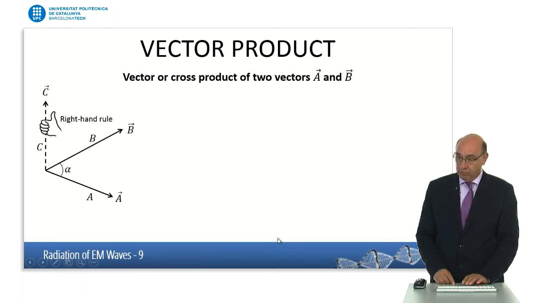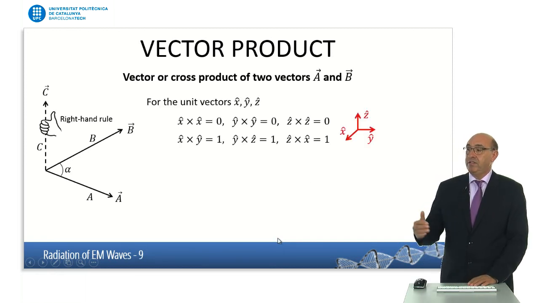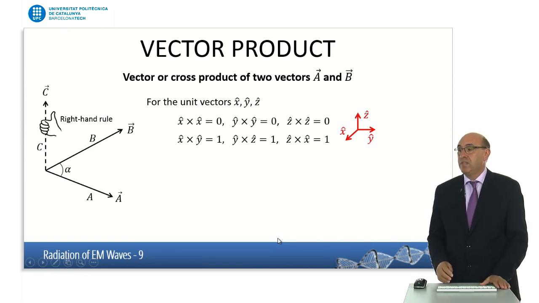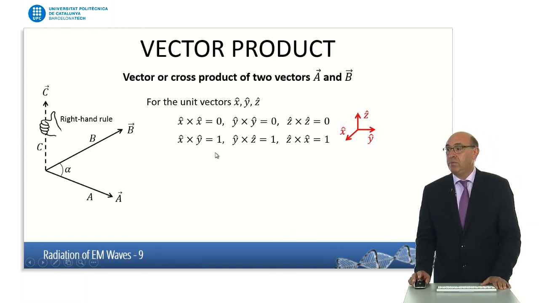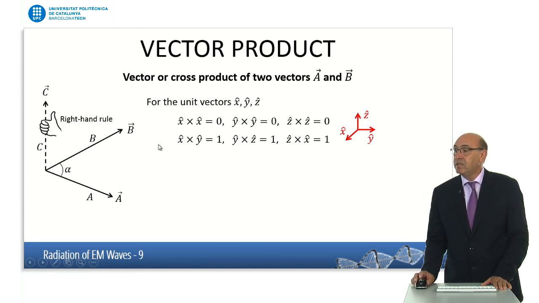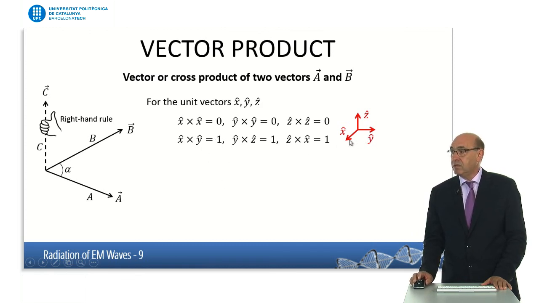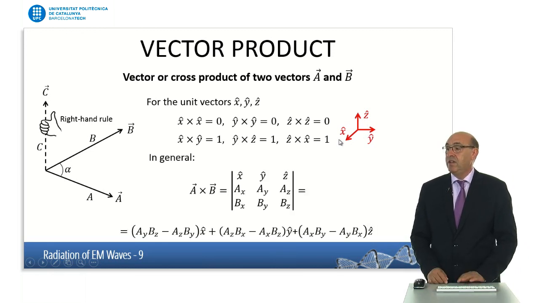When you apply this to any general vector, then first you have to work with the unit vectors. And in this case, the rule is different. If you multiply the vector by itself, you get 0. And if you multiply them in a right-hand way, those unit vectors, you get 1. If you invert any one of them, you will get -1. So remember this. This is the way we go: from x to y, we get z, from y to z, we get x, and from z to x, we get y. And this is just the rule for those unit vectors.